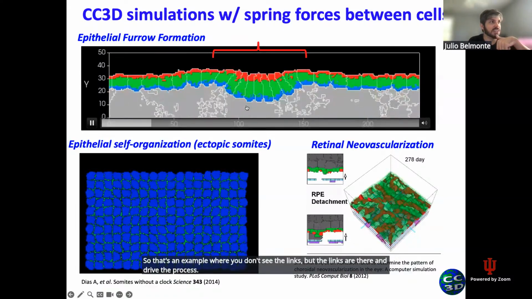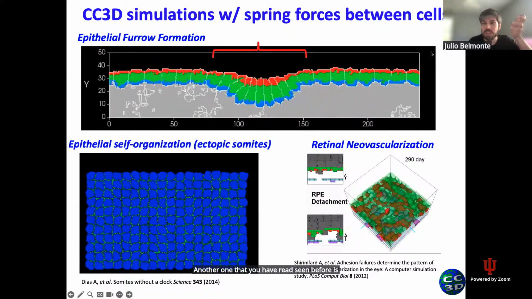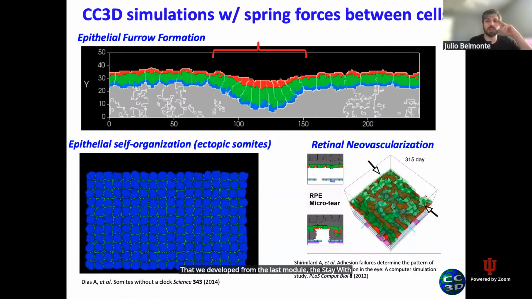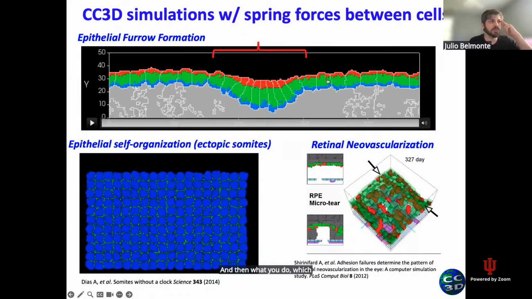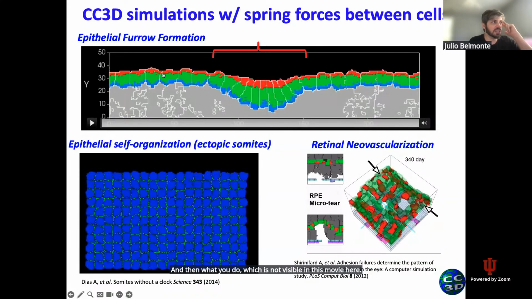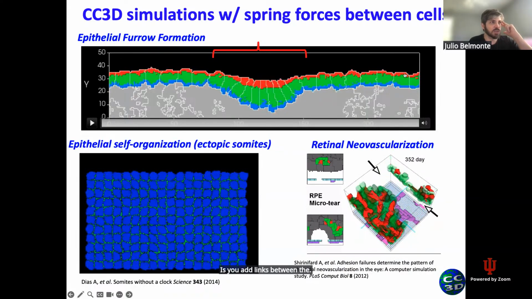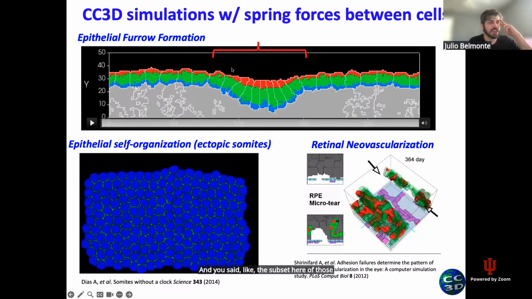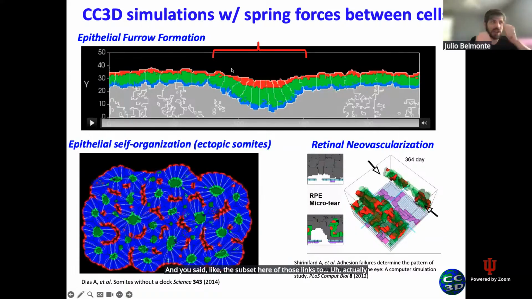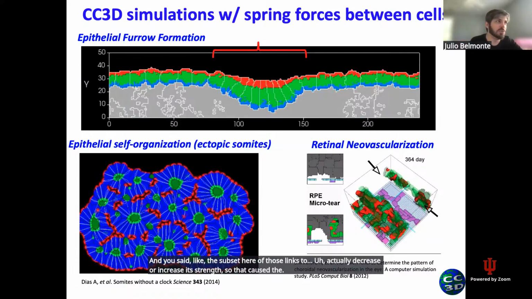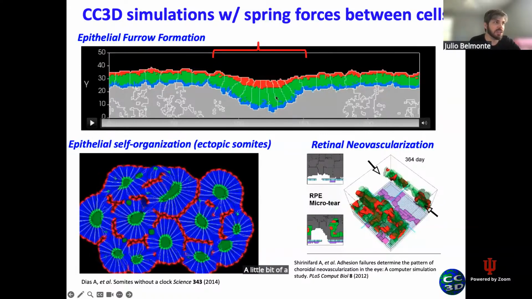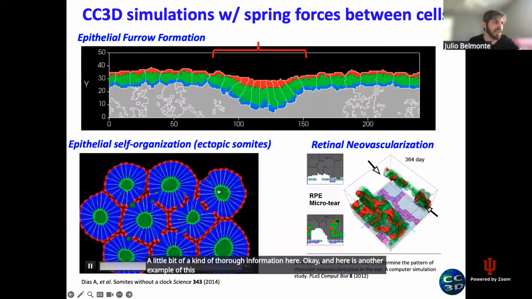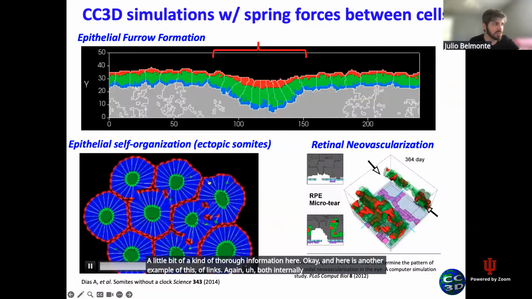Another one that you have already seen before is we start with the epithelium that we developed in the last module, the stable epithelium. And then what you do, which is not visible in this movie here, is you add links between the apical cell compartments, and you select a subset of those links to actually decrease or increase its strength. So that causes a little bit of a furrowing formation here. Okay. And here's another example of links, again both internal and external to the cells.